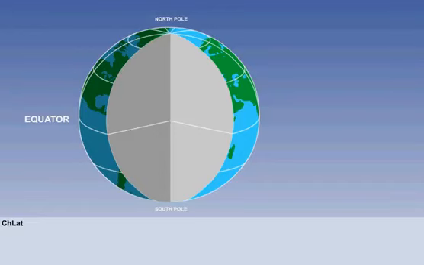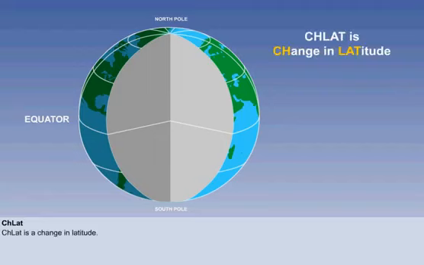We have seen that latitude is measured in degrees, either north or south of the equator. We will now look at what happens when we move from one position to another, in terms of the change in the latitude. ChLat is an abbreviation for a change of latitude, from one latitude to another latitude.